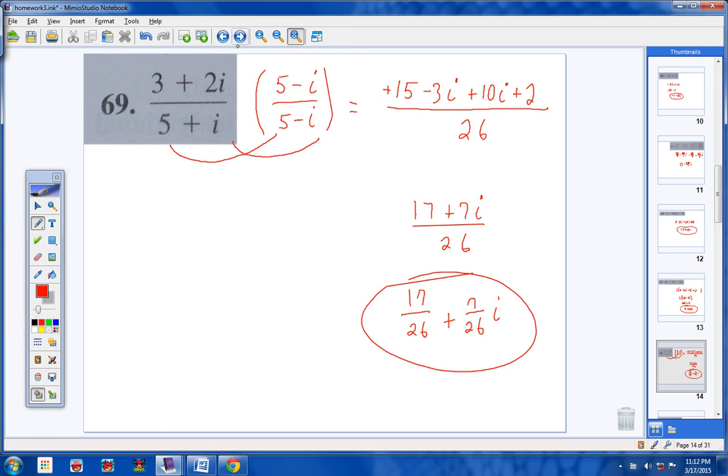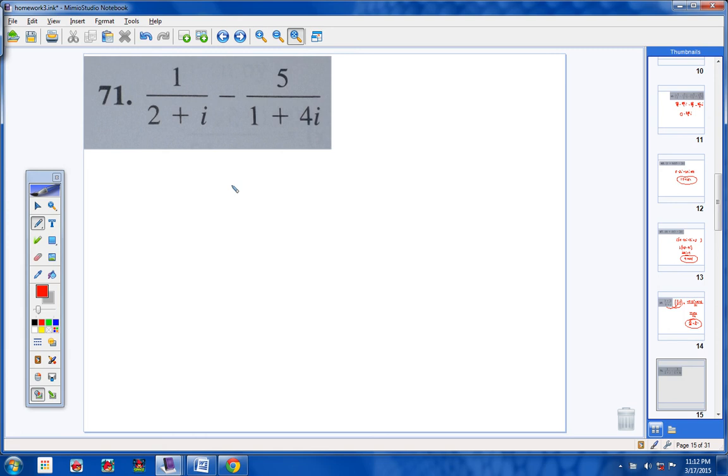Alright, students, moving on to number 71. And here we go. Now, personally, students, I don't know what to say here. There's different thoughts on this. You can get a common denominator. I think, personally, to be dead level honest with you, I would rather very quickly take 1 over 2 plus i and simply multiply the top and the bottom by 2 minus i. I think that's a lot faster, and you'll get this.